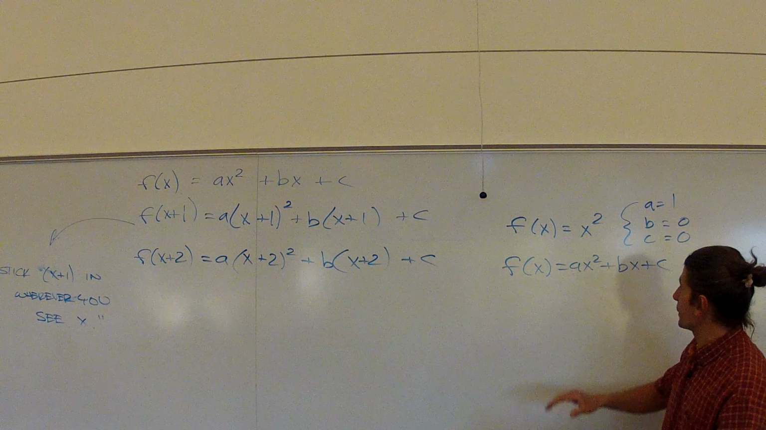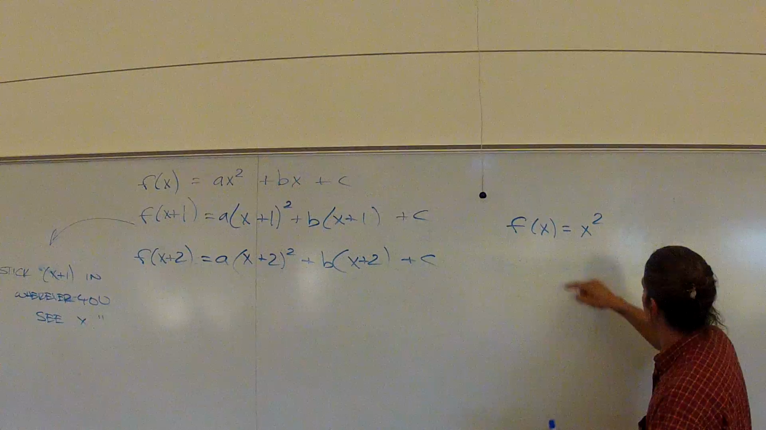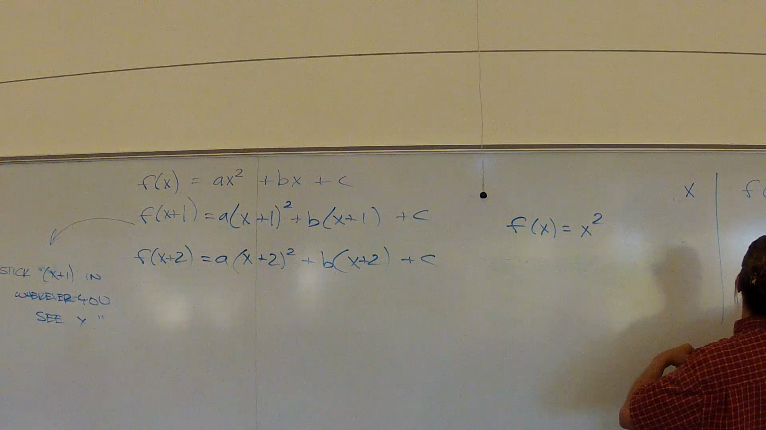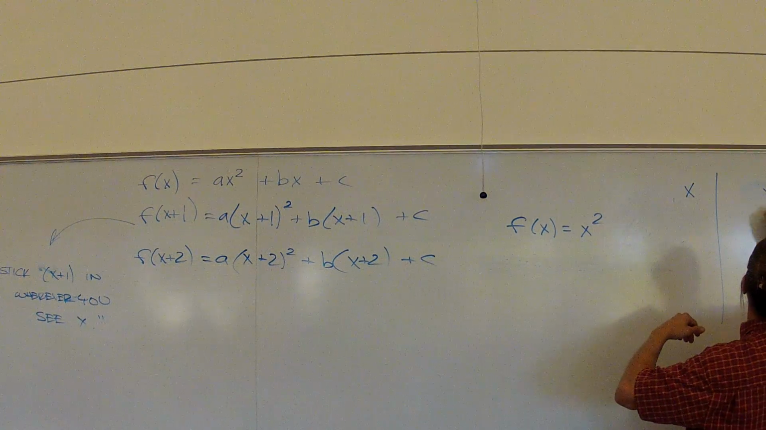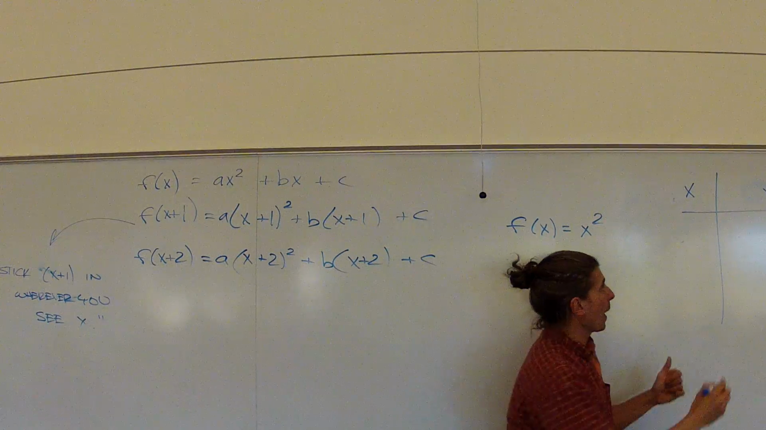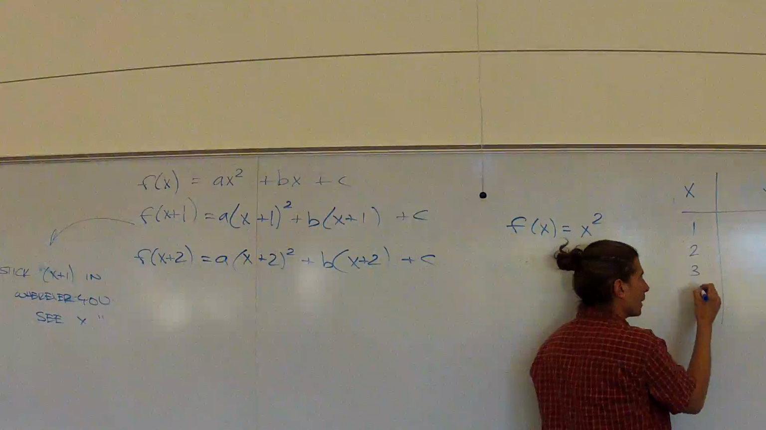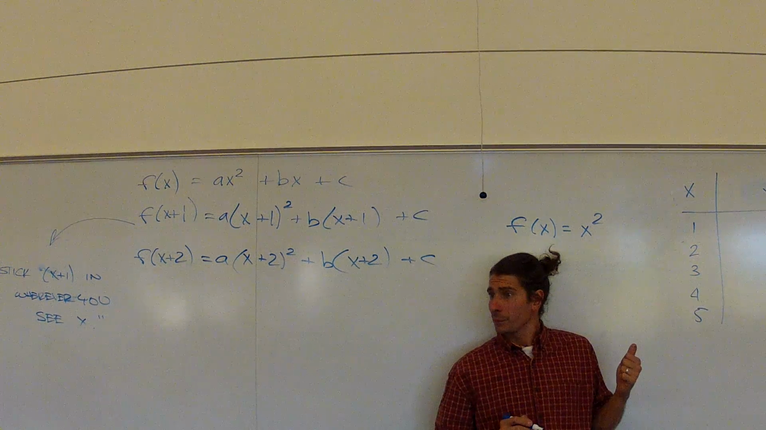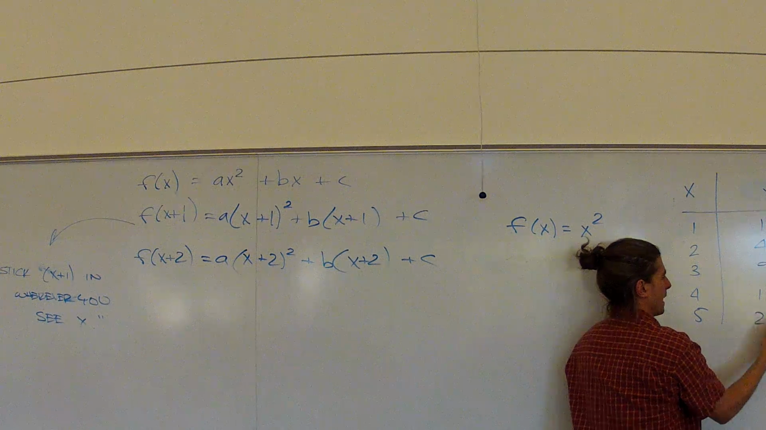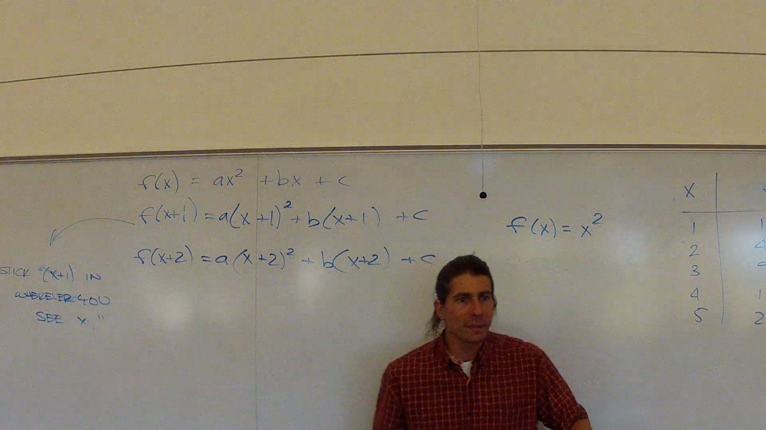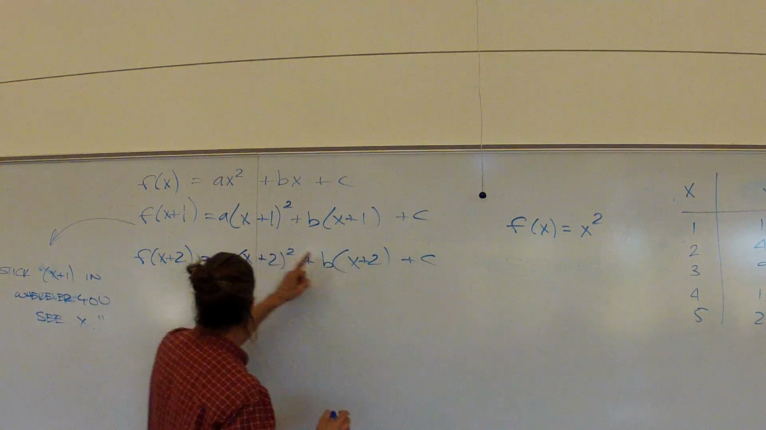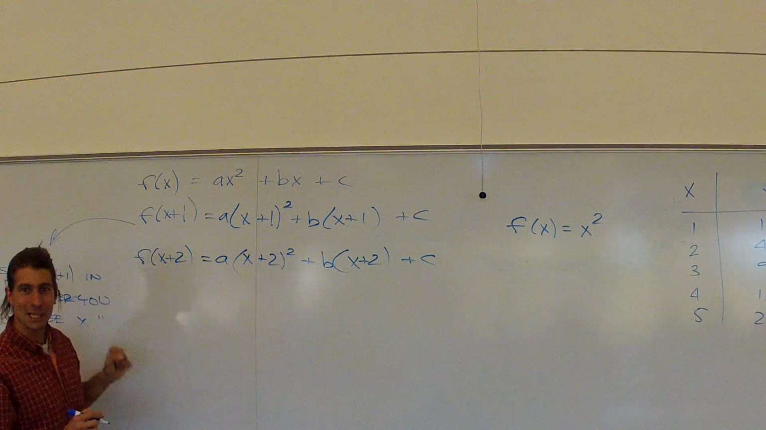In class on Thursday, we were using this function right here. And we set up a table, x and y. We may have called it f of x, we called it y. Same thing, f of x, y, it's all the same thing. And then I went 1, 2, 3, 4, and 5. And then we created the y values, which were 1, 4, 9, 16, and 25. I think we went further than that too. But do you see how each one of these x's is increasing by 1?